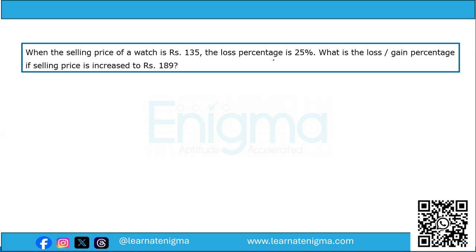When the selling price of a watch is rupees 135, the loss percentage is 25%. What is the loss or gain percentage if the selling price is increased to 189?